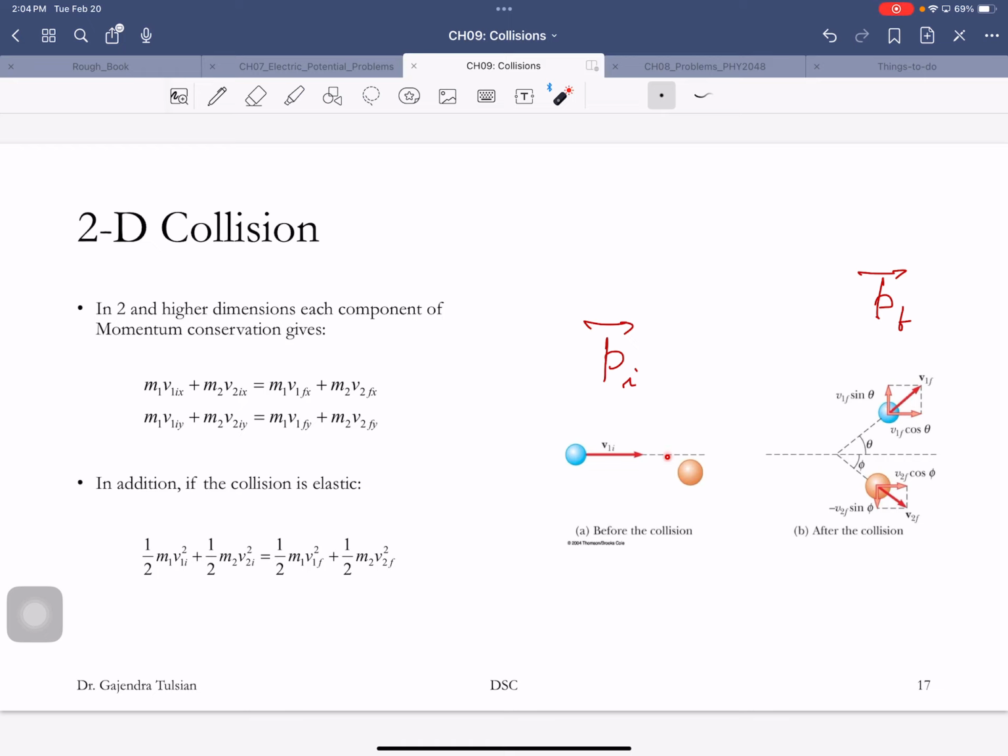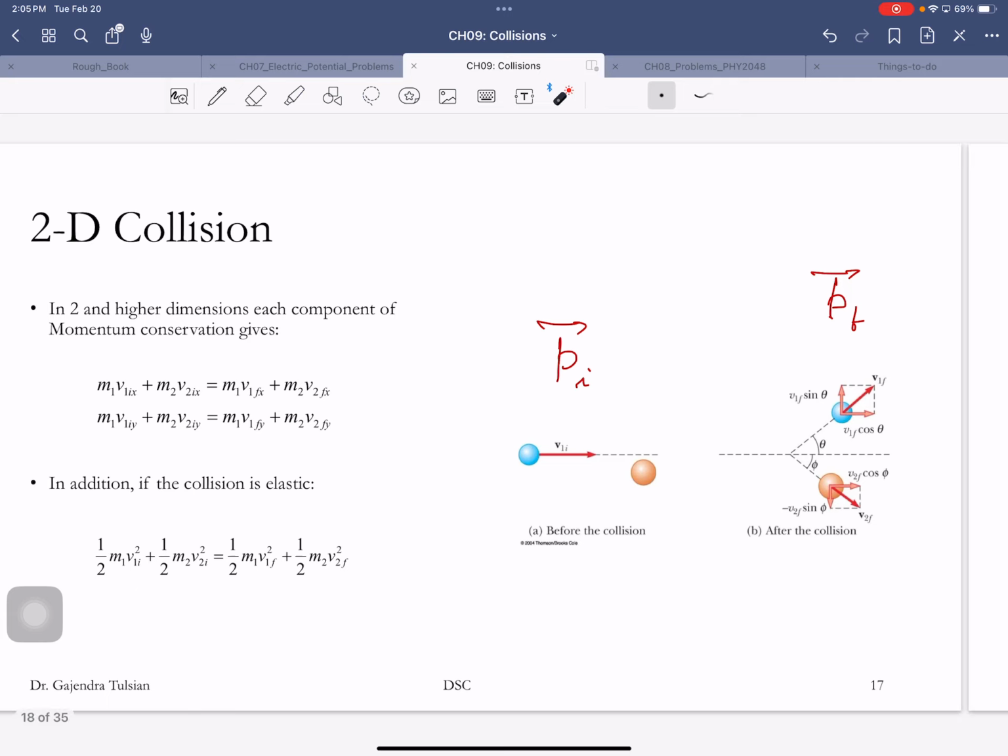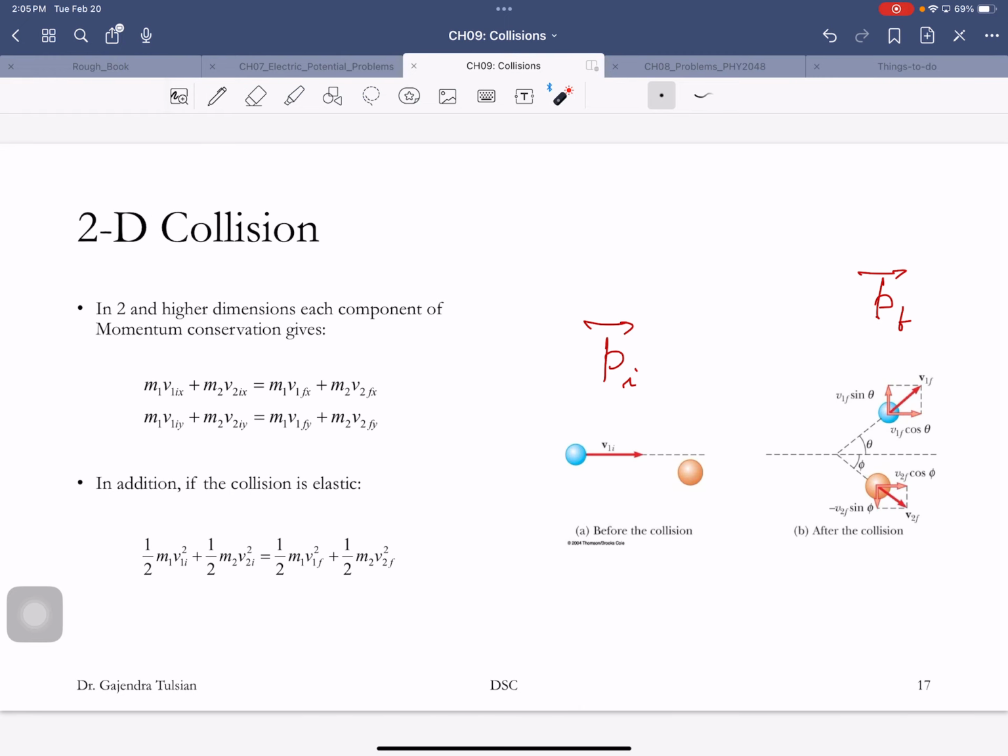But in general, if they have both components, the initial x component of the momenta is equal to the final x component of the momenta. The initial y component of the momenta is equal to the final y component of the momenta. And if the collision is elastic, then kinetic energy will be conserved as well. So in 2 dimensions, for an elastic collision, you have to satisfy 3 equations. The more equations you have to satisfy, the more constraints you have, the less freedom you have, so to speak. All right, so that's it about collisions.